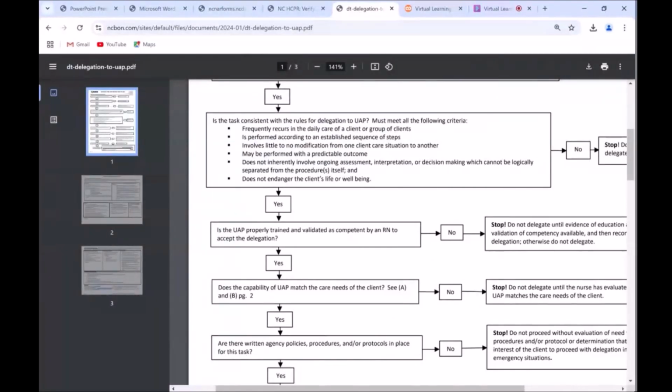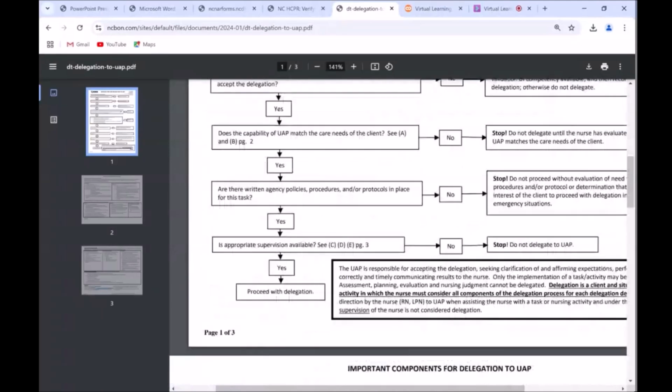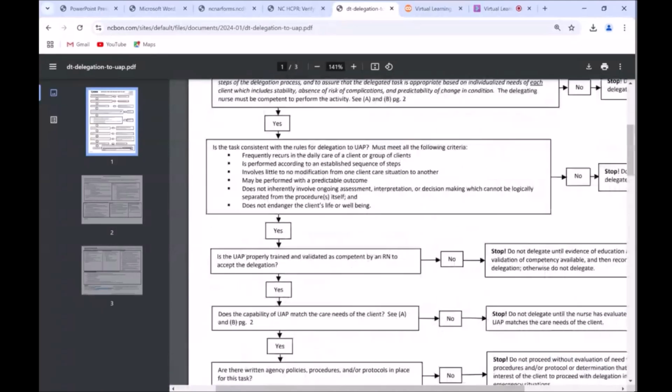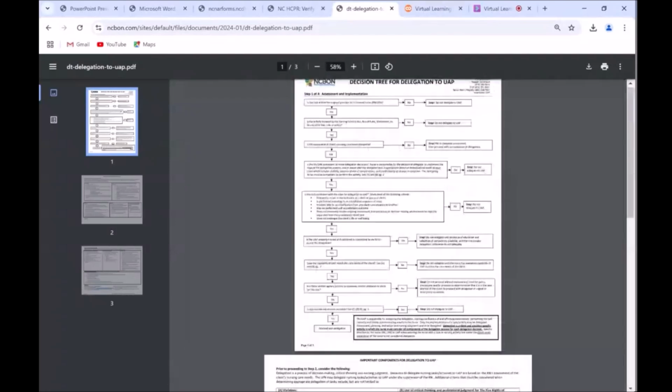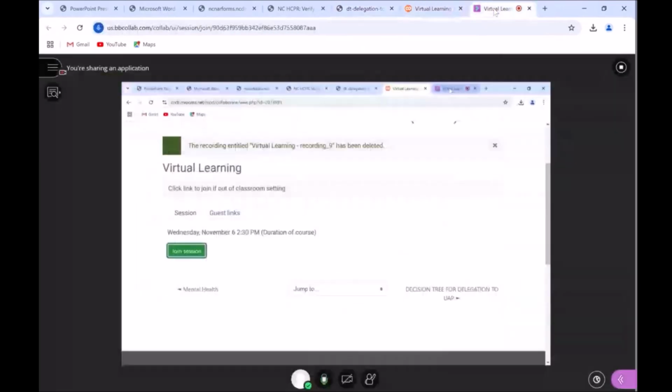Involves little to no modification from one client situation to another, may be performed with a predictable outcome, does not inherently involve ongoing assessment, interpretation, or decision making, and does not endanger the client's life or well-being. So there's a tree to follow that the nurse will know if she can delegate or not, but it is important for you to understand your role, your scope of practice, and how delegation works. All right, and that will conclude Module A.